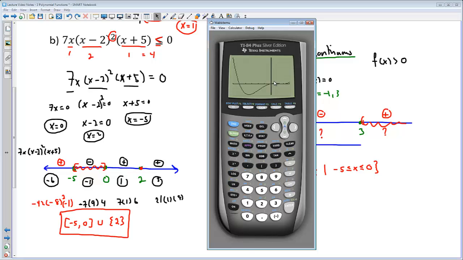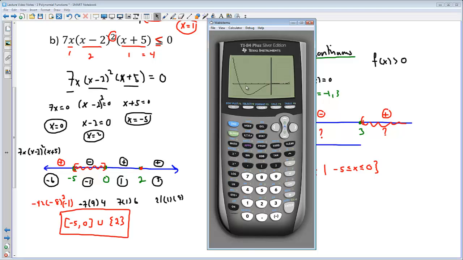I'm kind of zoomed out kind of far. You can't see it, but it's going up a little bit and then coming down and probably touching right at 2. And then it's going to flip and go back up. So you can see from the graph that, yeah, it's negative only from here to here. Otherwise, it's going to be above the x-axis, and it's going to hit 0 right there at 2.